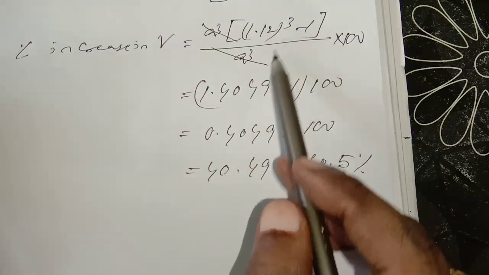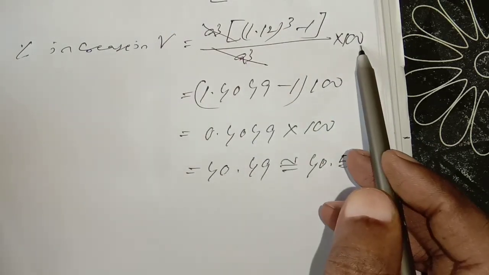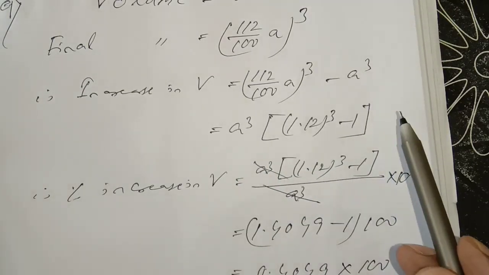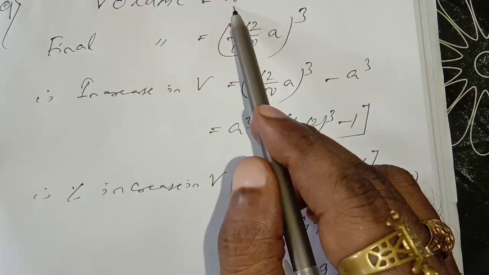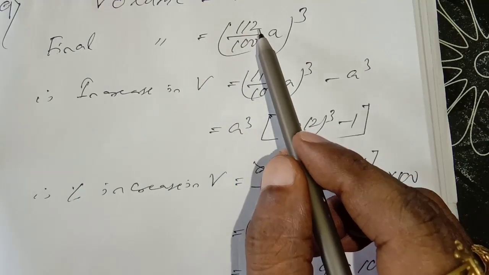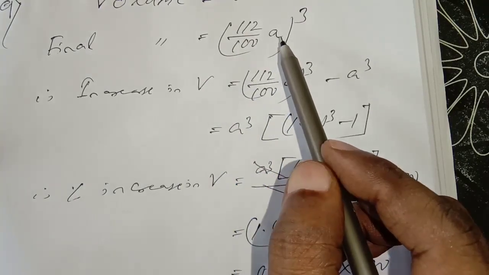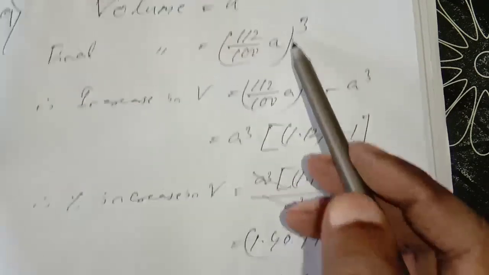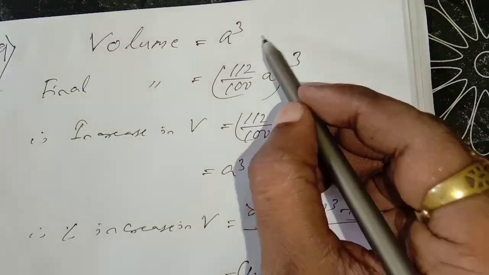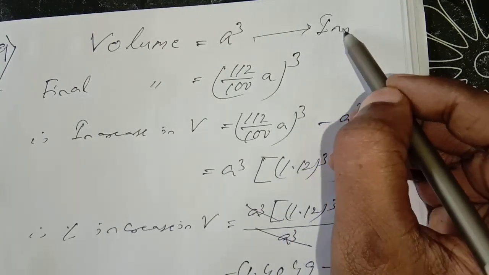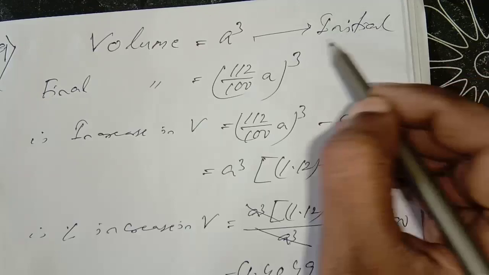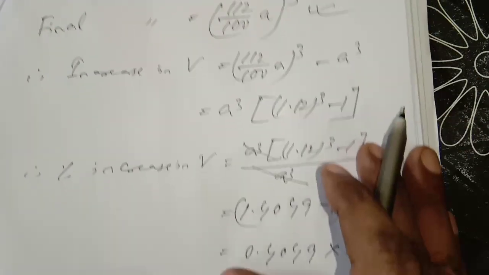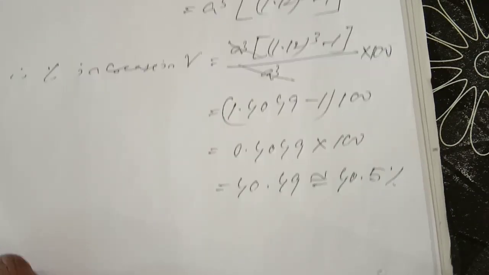Increase in volume by original volume of the cube into 100. Here the side of the cube increases 12%, means initial side A, the final side will be 112 by 100 A, because 12% increase. Volume formula is side whole cube, A cube. This is the initial volume, and this is the final volume. The increase in volume you have to find out, then percentage increase. Okay, let us go, last number today I will do.